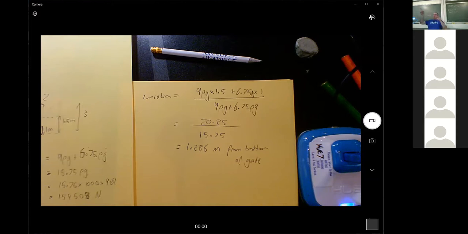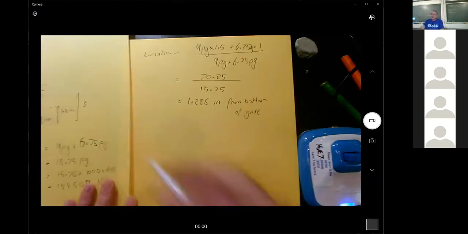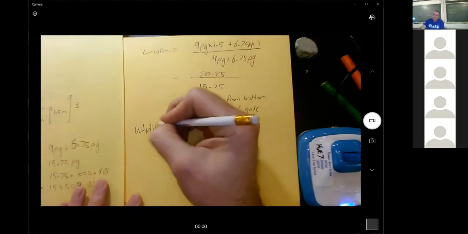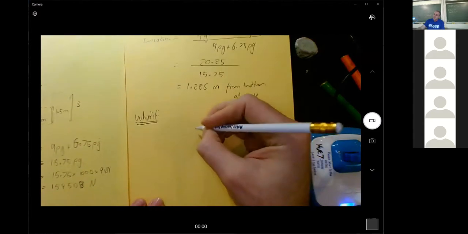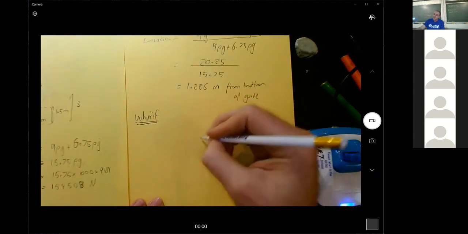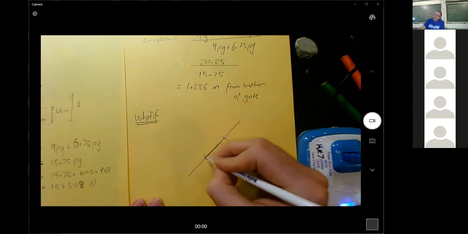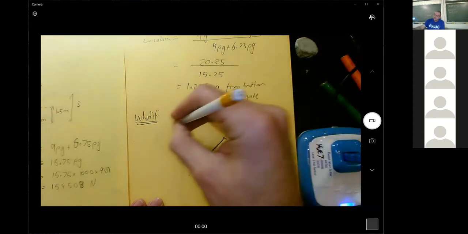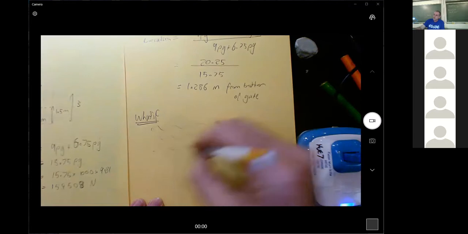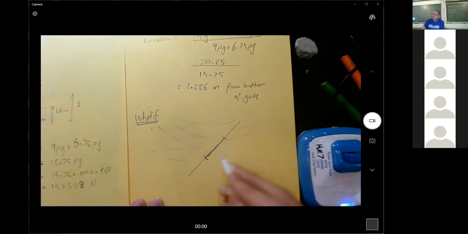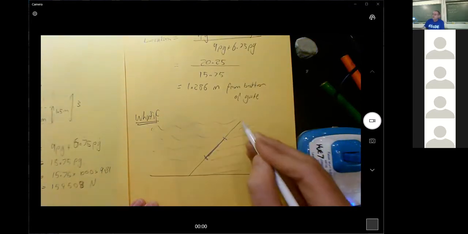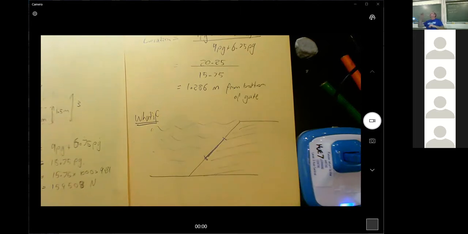So, your what if question, love what if questions. This is how we learn, by asking what if questions. So you're saying, what if we had something like this and the gate was here? Something like that? Is that what you're talking about?